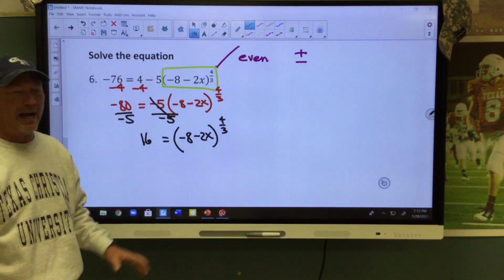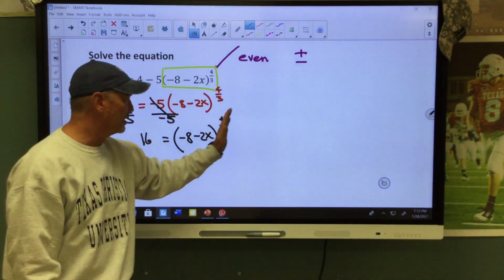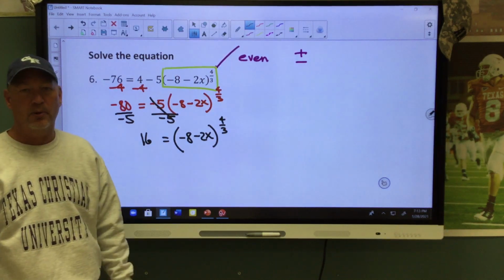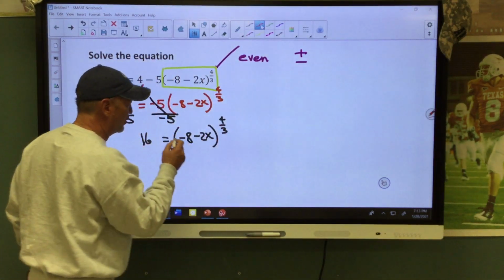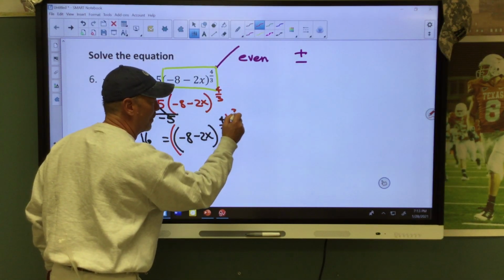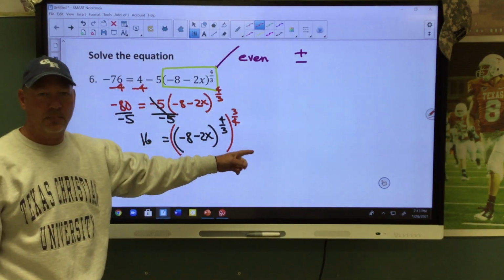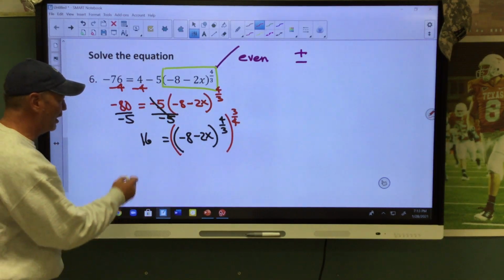Now, if you remember, I need to make that 4/3 go away. Now that the parentheses portion is by itself, I need to make that exponent disappear. And the way that we do this is we're going to raise the power to the reciprocal. And whatever we do to one side, we must do to the other.